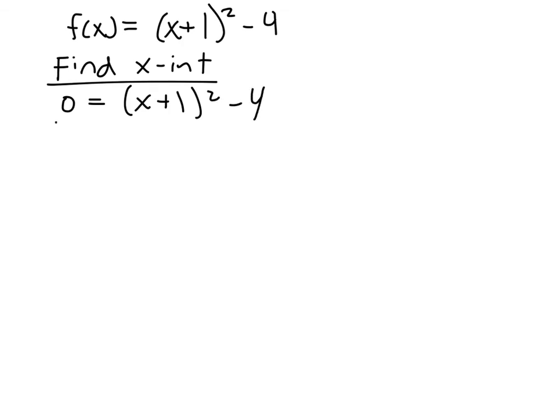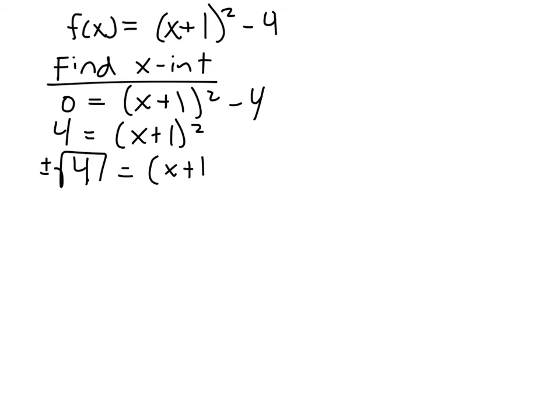So I'm going to add 4 to both sides, and I'll get 4 equals x plus 1 squared. Now I'm going to take the square root of both sides using the square root method, so I take plus or minus the square root of 4 equals x plus 1. The square root of 4 is 2, so plus or minus 2 equals x plus 1. I can subtract 1 from both sides, so I'll have plus or minus 2 minus 1 equals x.